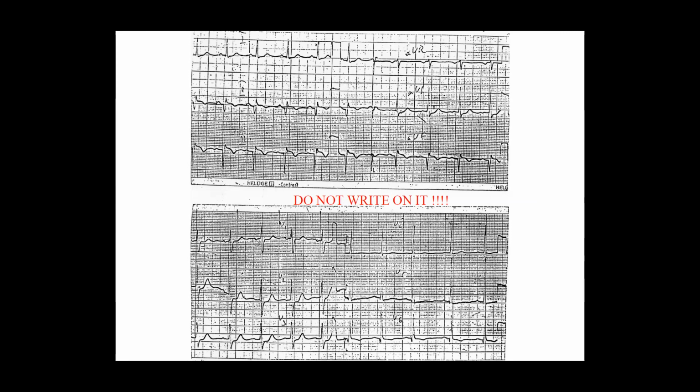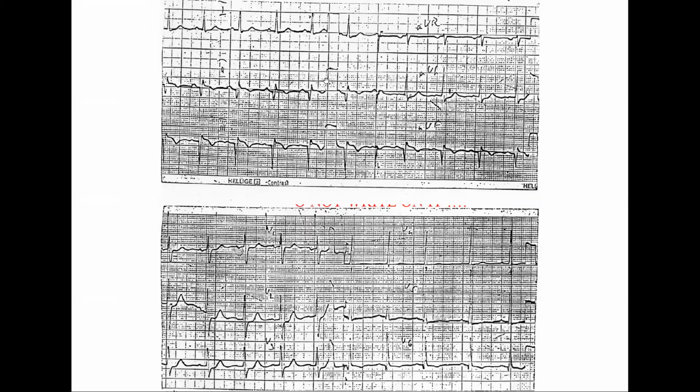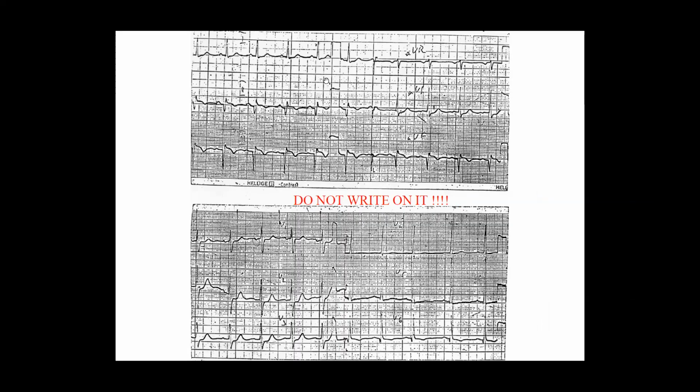Do we have P waves? Yes, in lead 1 and lead number 2 we have positivity, and aVR is negative. And every P is followed by a QRS complex, so we do have a sinus rhythm. Okay, go on. The PR interval is normal. And the QRS complex?